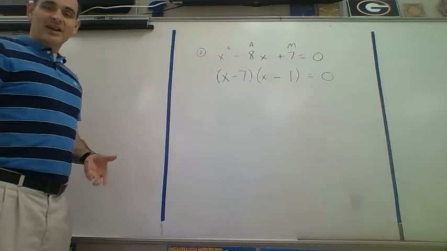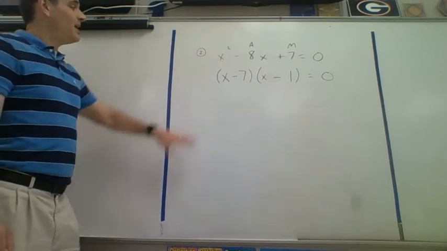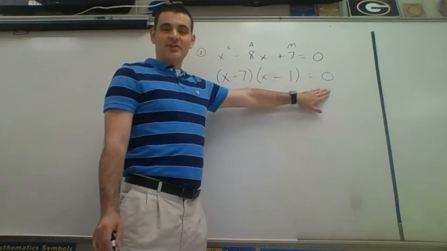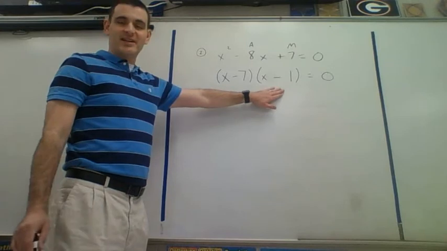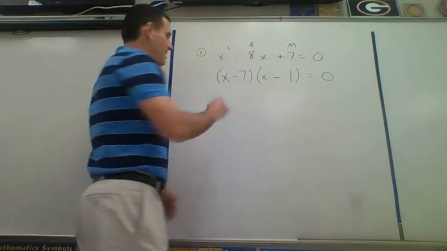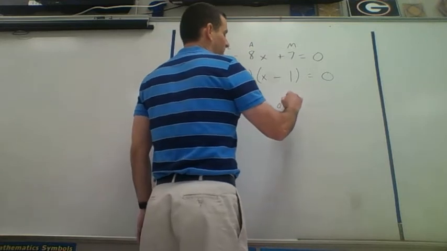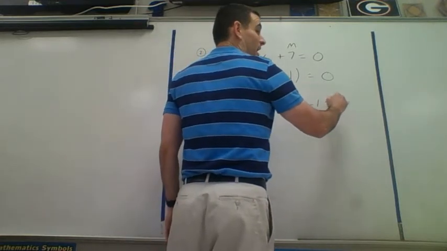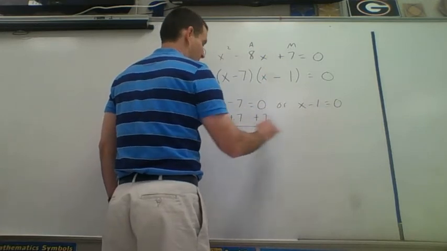So if you're able to factor, now we basically do what we just did on number 1. You have two things which multiply together to give you 0. In order to make that true, either this or this must be 0. So I consider both. Either x minus 7 is equal to 0, or x minus 1 is equal to 0.